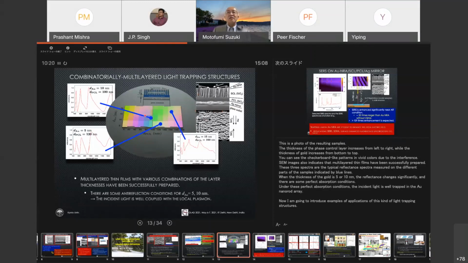Okay, and these three spectra are typical reflectance spectra measured on different parts of the samples. When the thickness of the gold is 5 nanometers or 10 nanometers, reflectance changes significantly, and there are some perfect absorption conditions. Under these perfect absorption conditions, the incident light is well trapped in the gold nanorod array. So now I'm going to introduce examples of applications of this kind of light trapping structure.